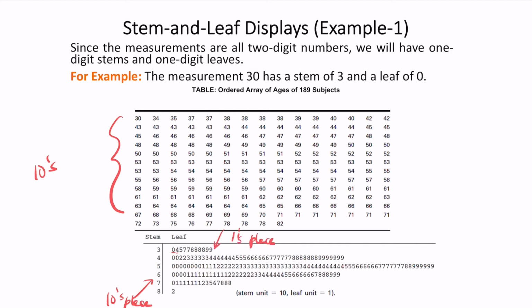How do you read this data? We can read it as 3, 0, 30; 3, 4, 34; 3, 5, 35; 3, 7, 37. So the stem unit is 10 and the leaf unit is 1. Depending on how many values are represented, this looks similar to this. If you take this entire diagram in a vertical direction, you'll notice that it's similar to a histogram.